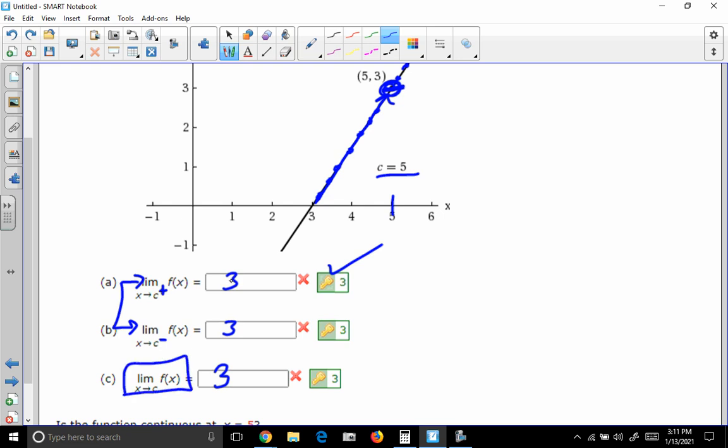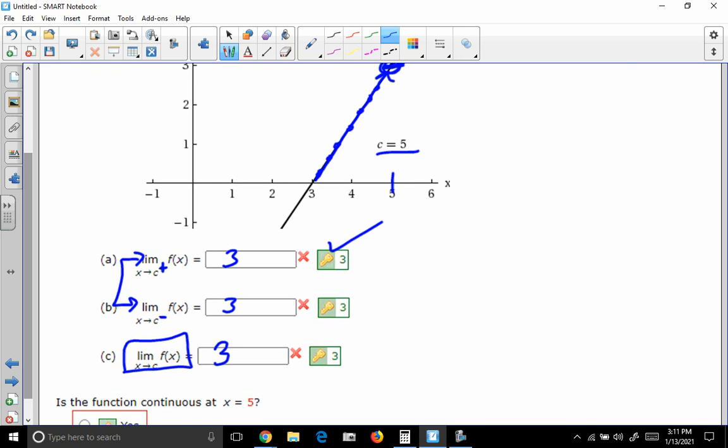You might say, well, how does this exist and this not exist at times? This is just half of the limit. The definition of the limit says that we have to be approaching the same value from both sides. So this just tells us what is happening on one side.